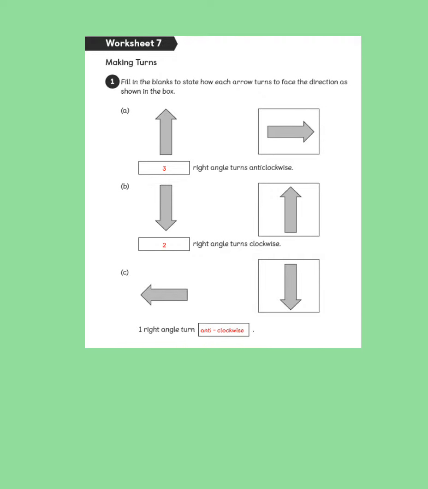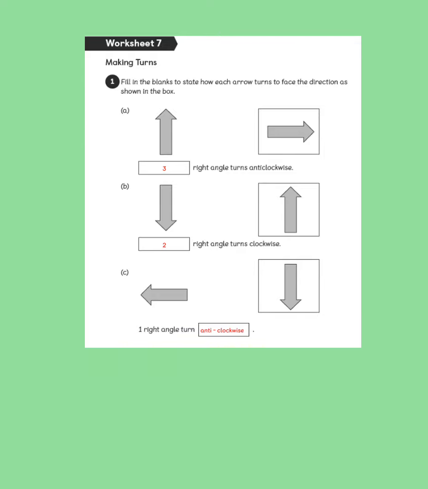B, to get our arrow from facing downwards to facing upwards, would take 2 right angle turns clockwise, or in fact 2 right angle turns anti-clockwise, or a half turn. Doesn't make any difference which direction you travel in, or rotate in, I should say.